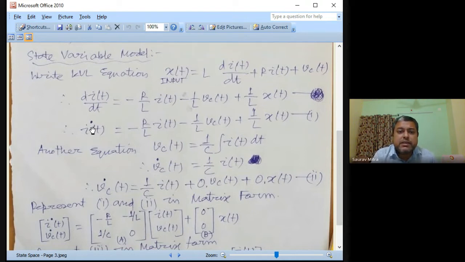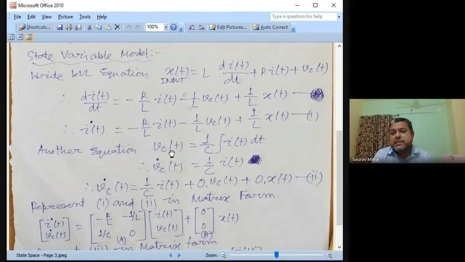So the first state variable differential equation is equal to a coefficient of the first state variable. Here i dot t is not there. It is simple i(t). Here i dot t is on the left side, and on the right side it is simple i(t), simple v_C(t), and simple x(t). There should not be any other component. So we have to rearrange the terms in such a way that it appears this way. So this equation I am calling equation 1.